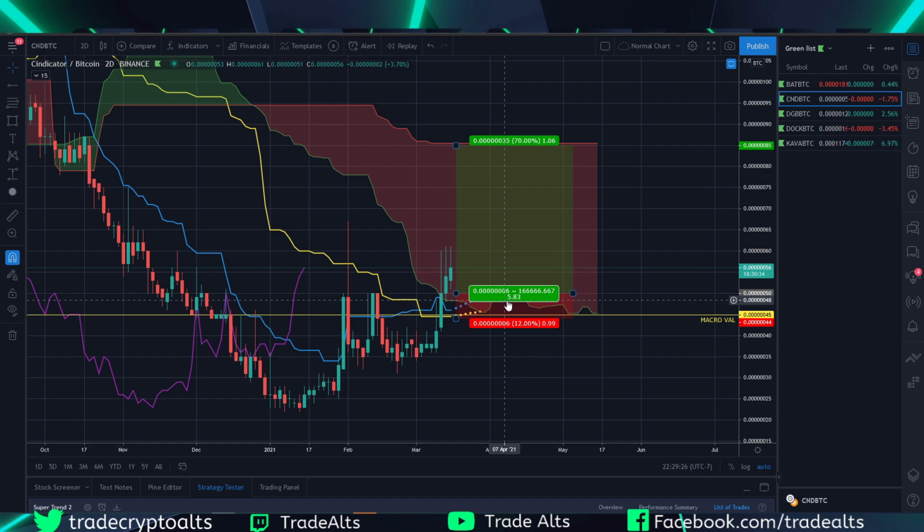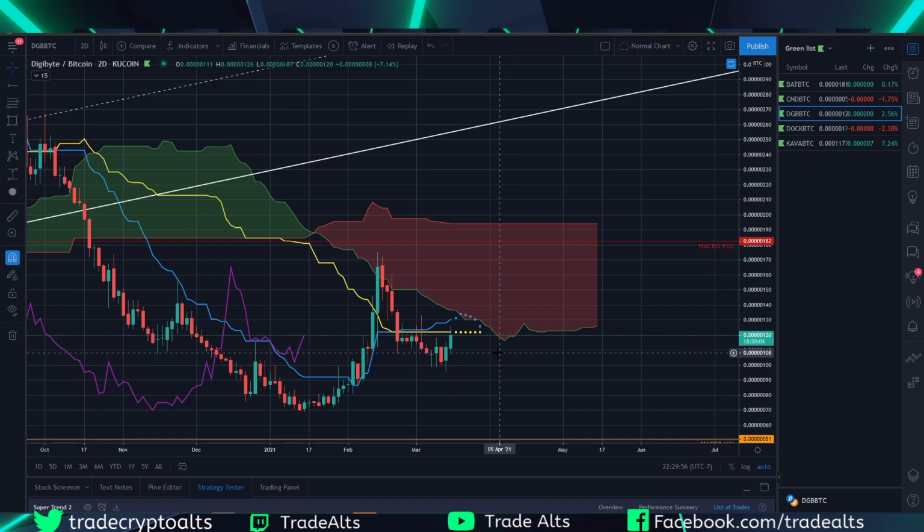But again, look at the risk reward. Very nice on this. You're risking, it's almost a 6-to-1 trade. So it looks really nice as it stands. I do think that price has a nice opportunity here to hit, what is this, 85, 86 sats, something like that. So CND, which is the Cindicator token, something to keep in mind. Definitely something to pay attention to, see how this trade progresses.